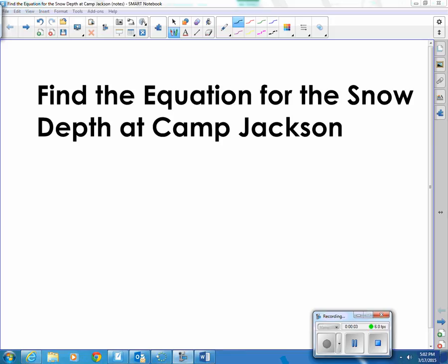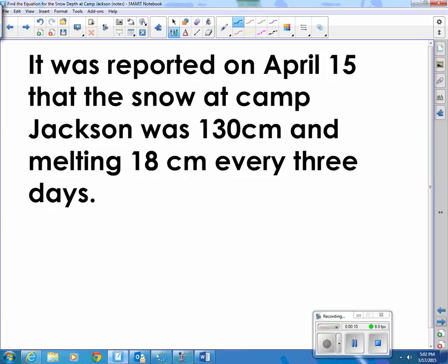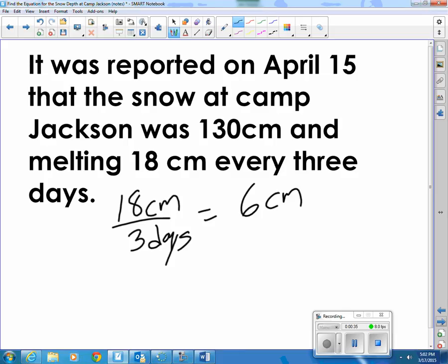This video clip explains how to find the equation for the snow depth at Camp Jackson. So if you were given this kind of information, like it was reported on April 15th that the snow at Camp Jackson was 130 centimeters deep and melting at 18 centimeters every 3 days. Well, first of all, let's get the melting part down into a per day. So we'll say 18 centimeters in 3 days. That is 6 centimeters per day.